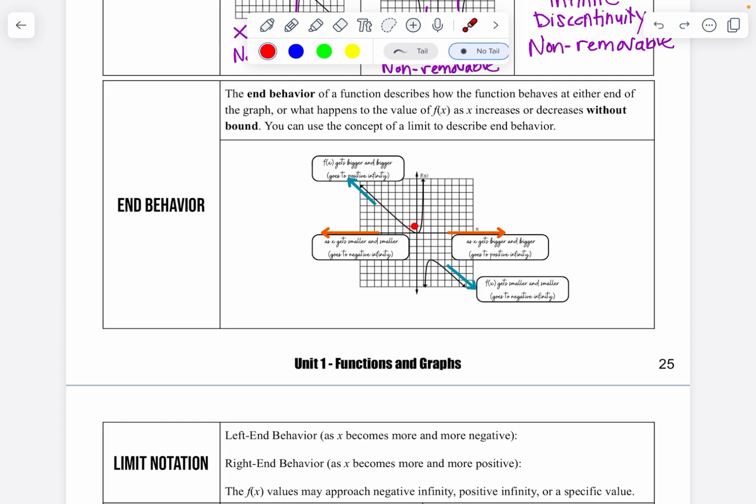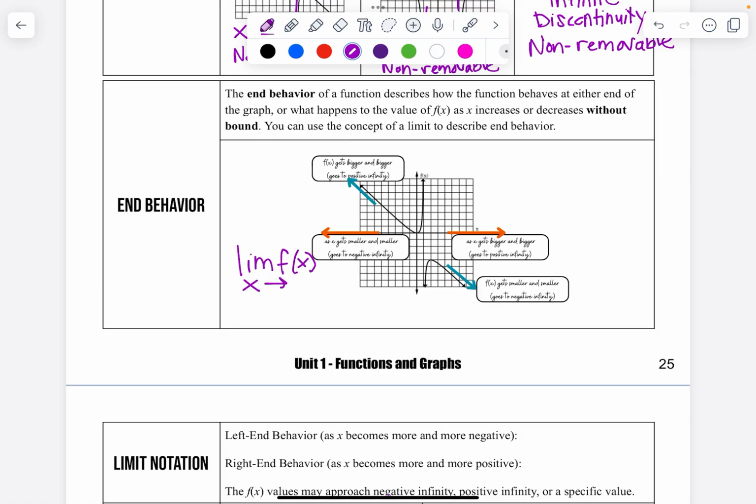So what we can see here is that f of x is getting bigger and bigger. It's headed upward toward positive infinity as we head to the left towards negative infinity for the x value. The y value, the f of x, is headed up to positive infinity. So we would write that like this. We would say lim for limit of the function f of x.